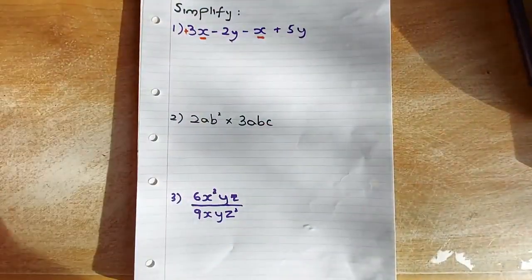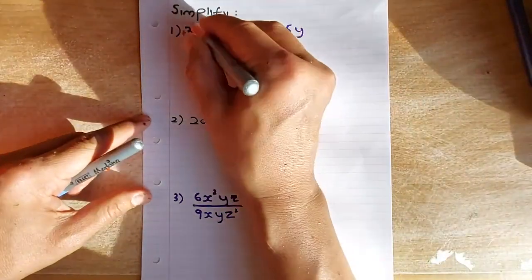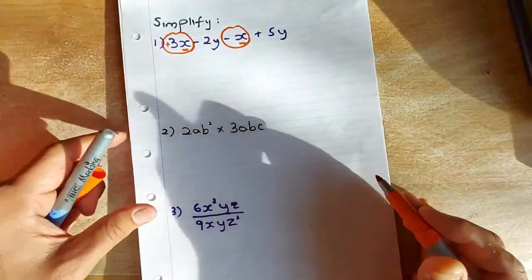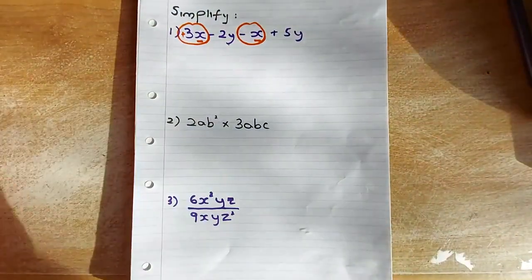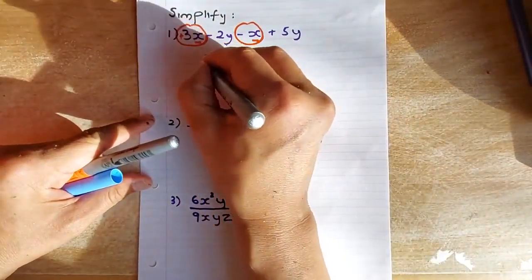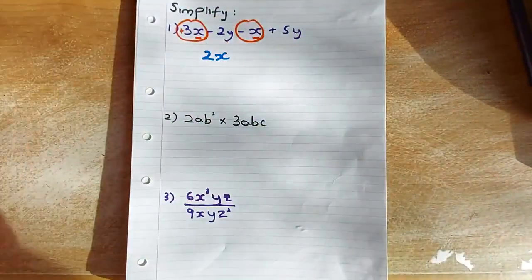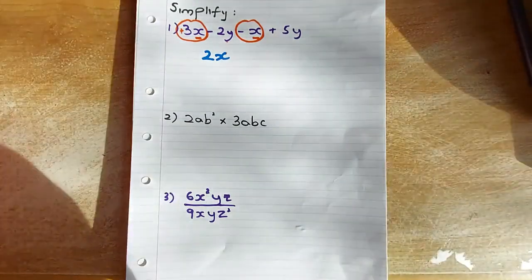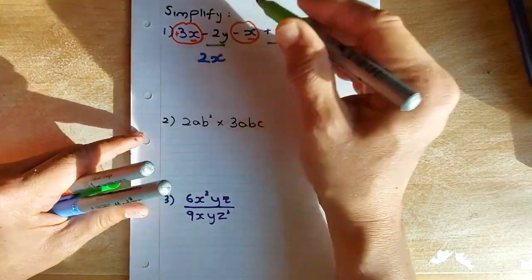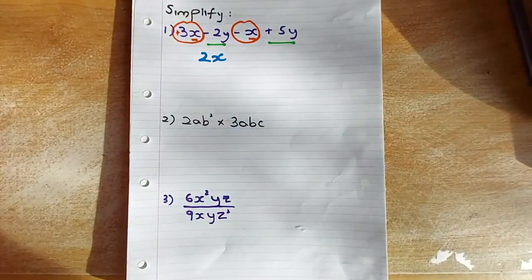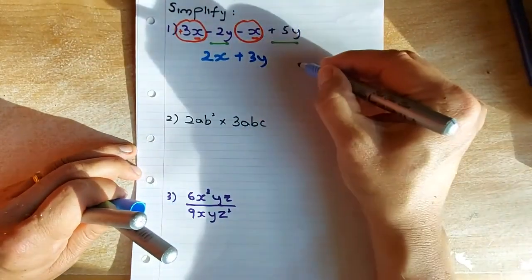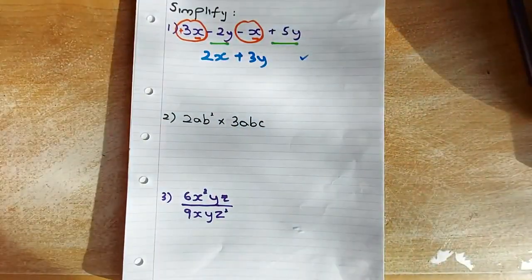So now we're going to add the x family. So x family, we have plus 3x and minus x. So if you have plus 3x minus x, you get 3 minus 1, you're going to get 2x. And then we look at the second family, minus 2y plus 5y. So 5y minus 2y, you're going to get 3y. So plus 3y, and that is a simple tick in the exam.